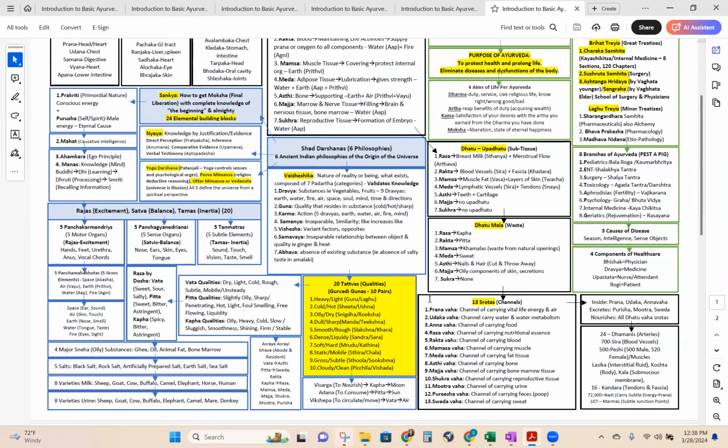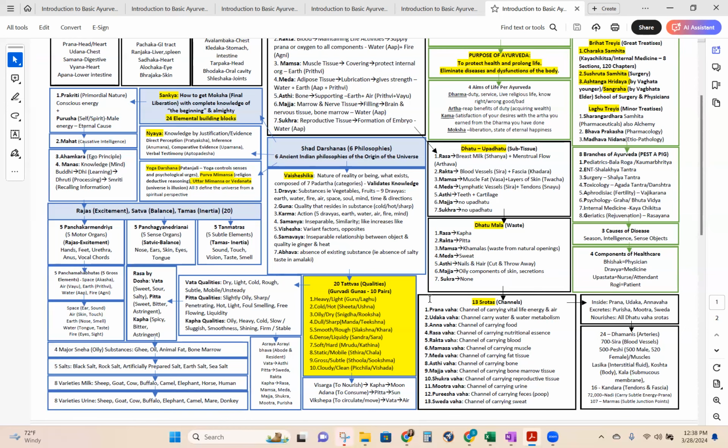And there is Vaisheshika, where the nature of reality, or the beginning of what exists, is composed of 7 padarthas, or 7 categories, where it validates the knowledge. So there are the dravyas, or the substances; the gunas, or the qualities; the karmas, or the actions; the samanya, or the similarity, where like increases like; the vishesha, where variant factors or opposites; samavaya, which is the inseparable relationship between objects; and then the abhava, which is the absence of existing substances. Something like the absence of salty taste in amalaki.